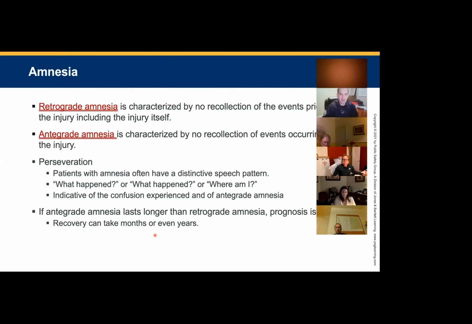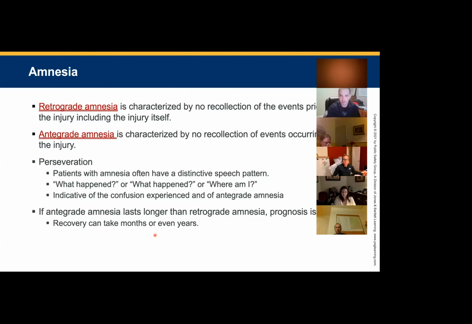Now, antegrade amnesia is no recollection of events occurring after the injury. So you come up on that snowboarder and say, hi, my name is Sam, I'm a ski patroller, I want to help you, what's going on? He says, I don't know what happened. And you say, all right, I want you to remember the color blue. Now we get down to ski patrol and you ask, hey, what color did I tell you to remember? He says, you told me a color?